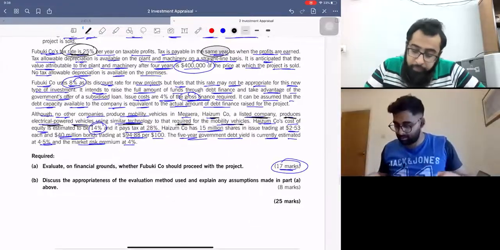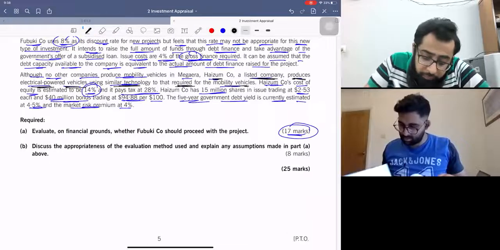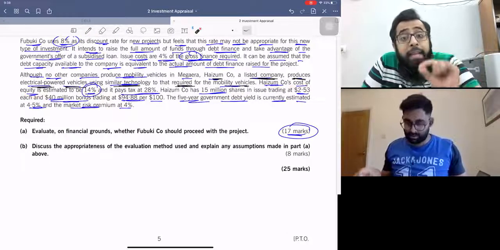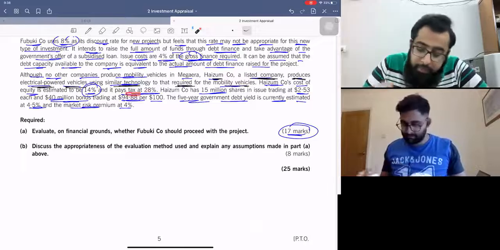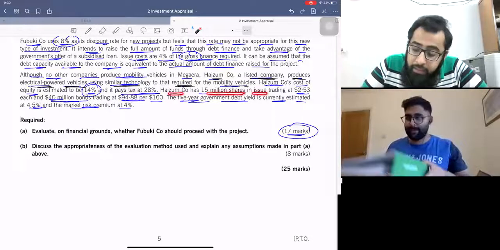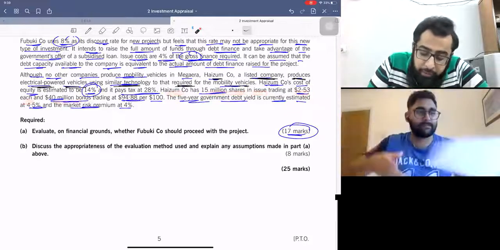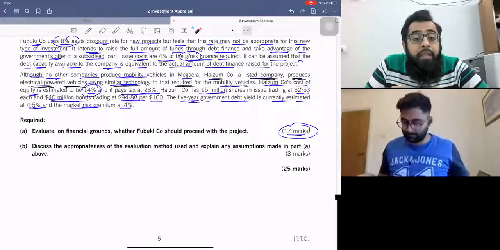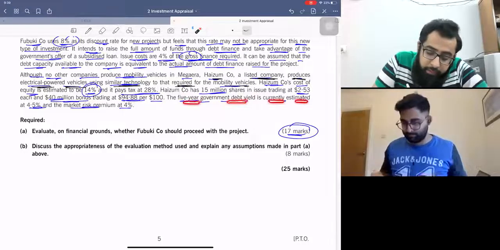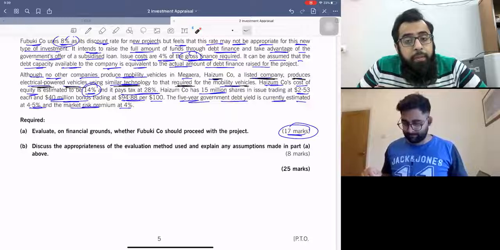Now listen very carefully. ICAEW company cost of equity is 14%. Its Ke is 14%. It pays tax at 28%. ICAEW company has 15 million shares in issue trading at $2.53 each, and 40 million bonds trading at $94.88 per $100. The 5-year government debt yield is currently estimated at 4.5, and market risk premium is 4%.